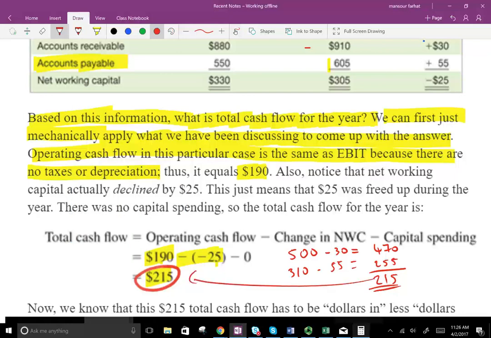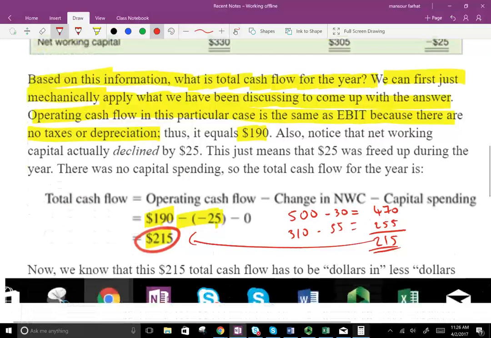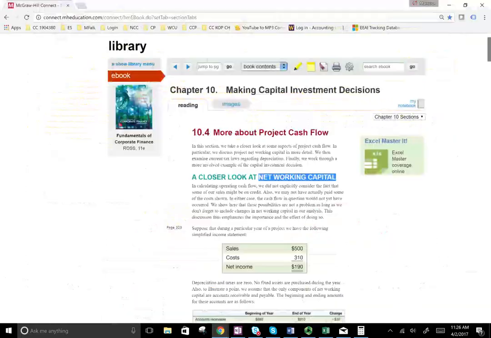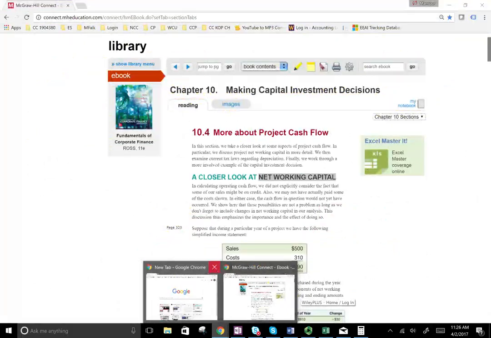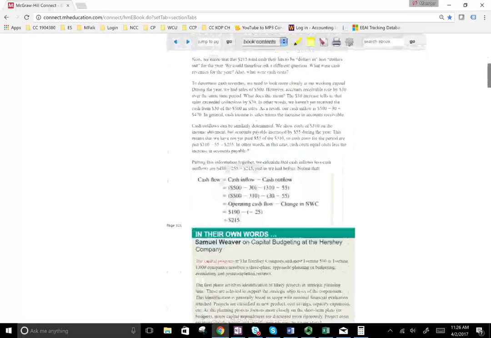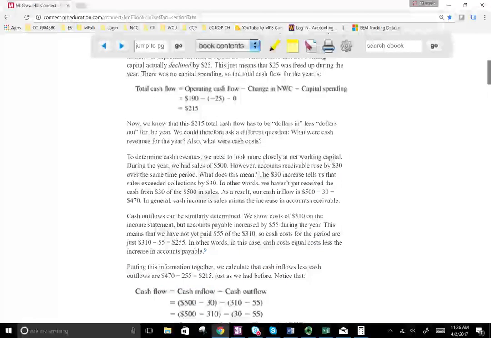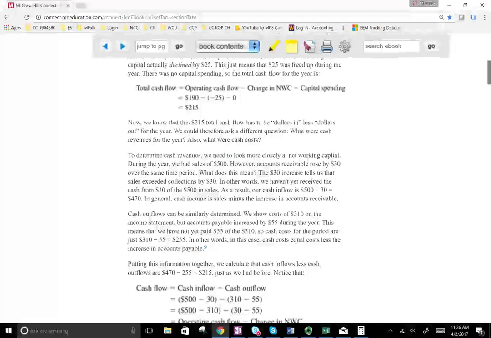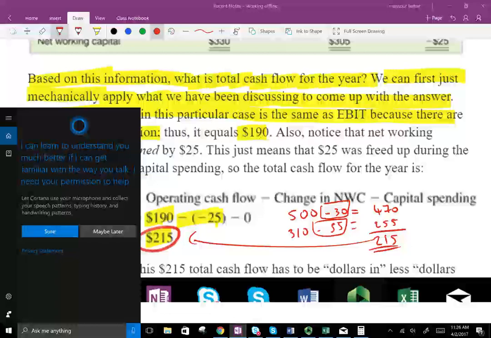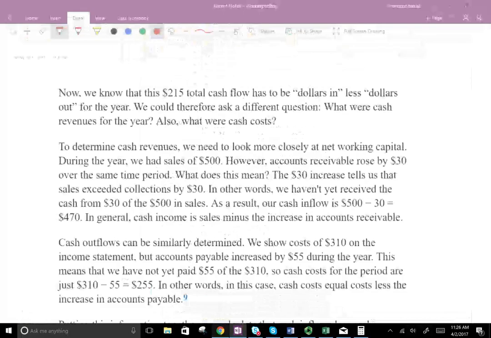But all what I did in this calculation, I explained why I came up with 215 by analyzing accounts receivable and accounts payable separately. This is what I meant to say by we need to take a closer look at net working capital to see what is leading to the change of net working capital. And if you read the analysis below, it's going to get you the same thing.